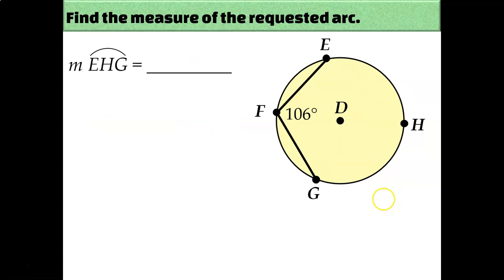Don't be afraid of getting really big answers. I have students every year that think they're doing something wrong when they get an answer like 212 degrees. But we're talking about circles now, and circles have 360 degrees total, so it's totally normal to get big answers.